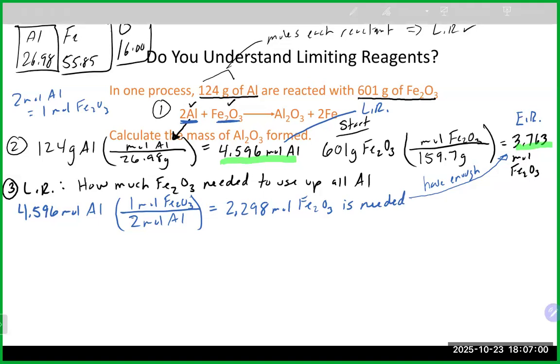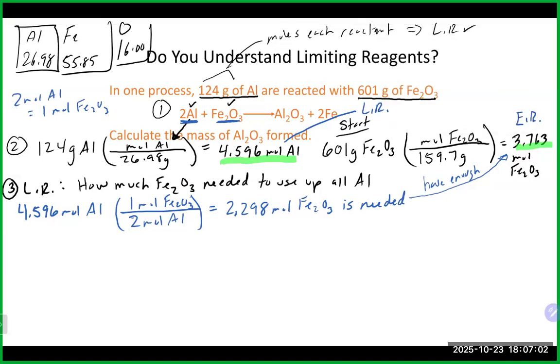All right, now that we figured that out, this really wasn't step number 3, I guess. We could get onto our 4 steps. We can now do our mole-to-mole relationship using the limiting reagent. So we'll go mole to mole.